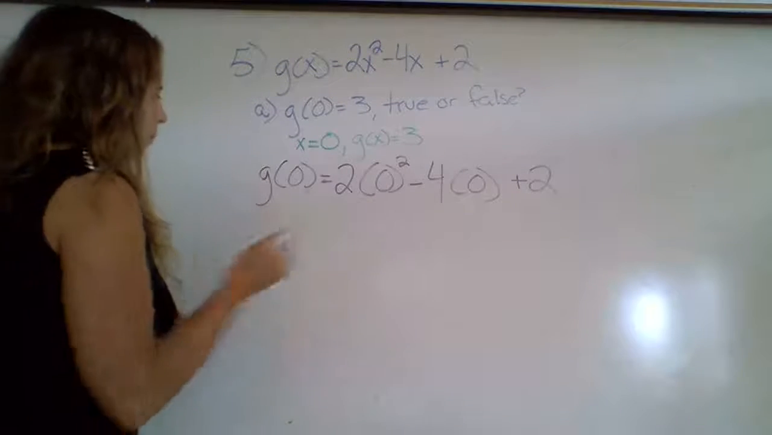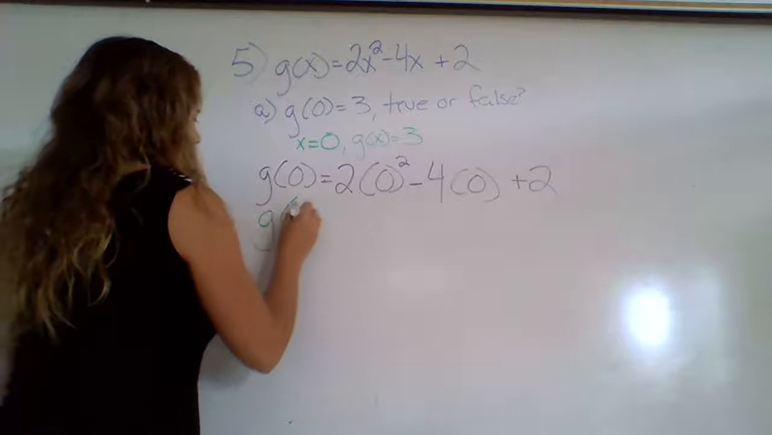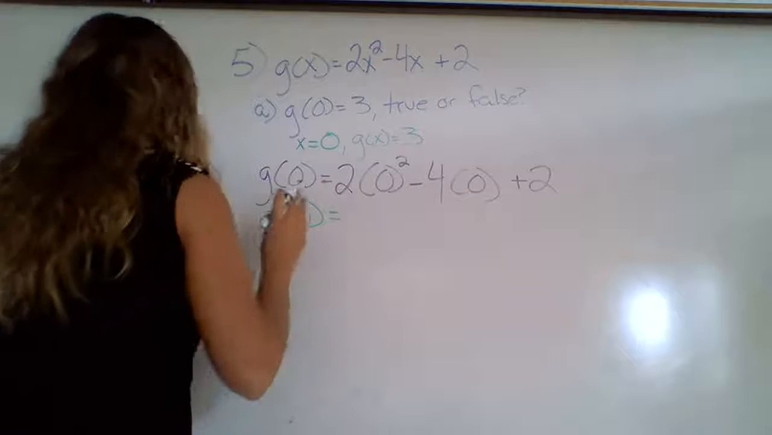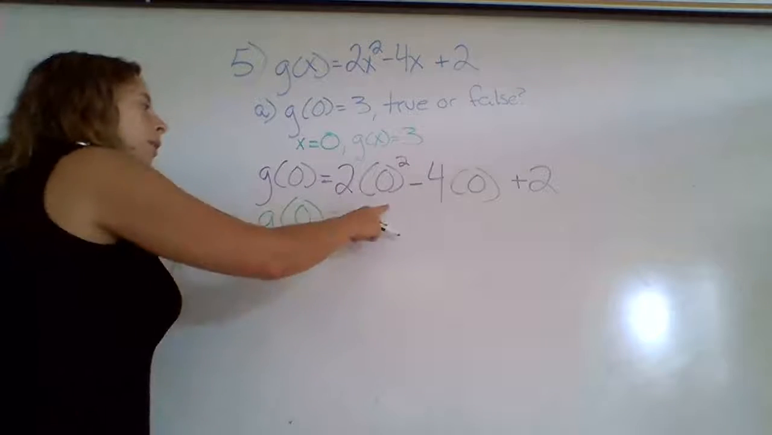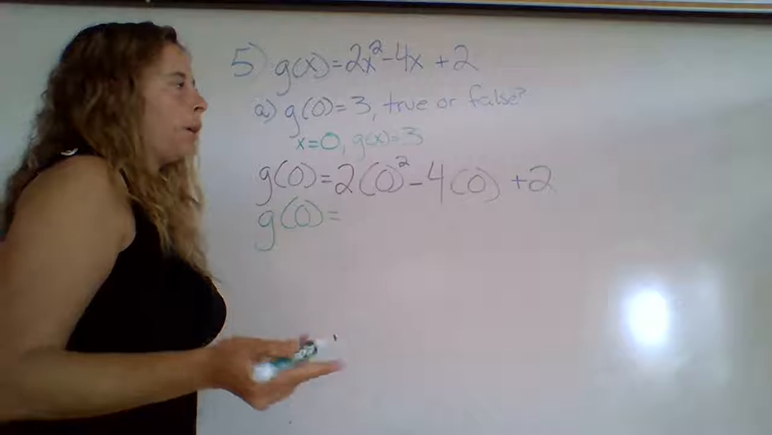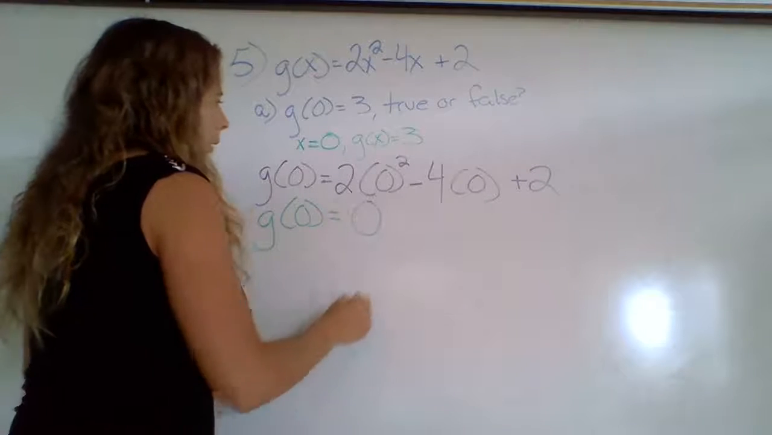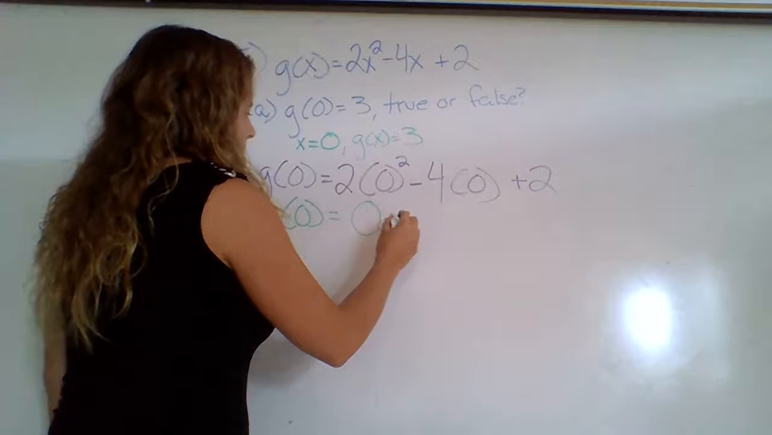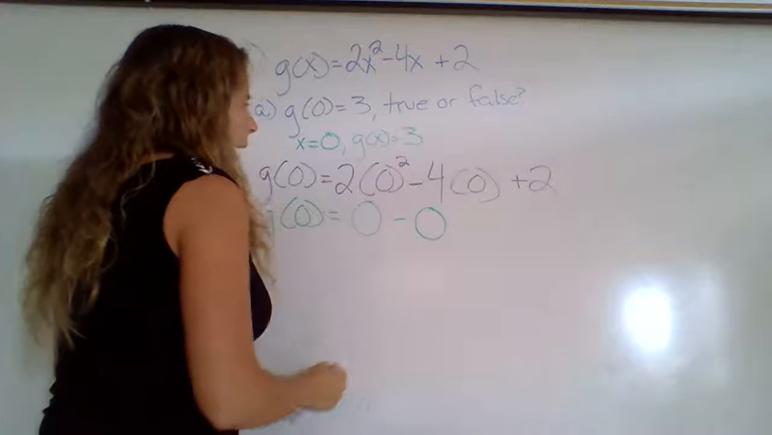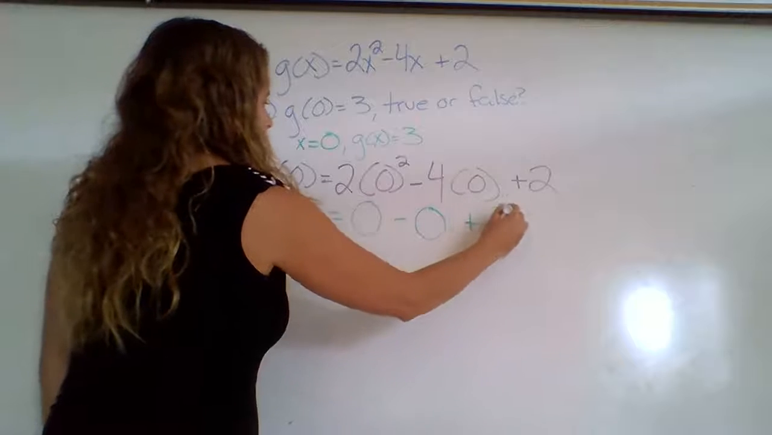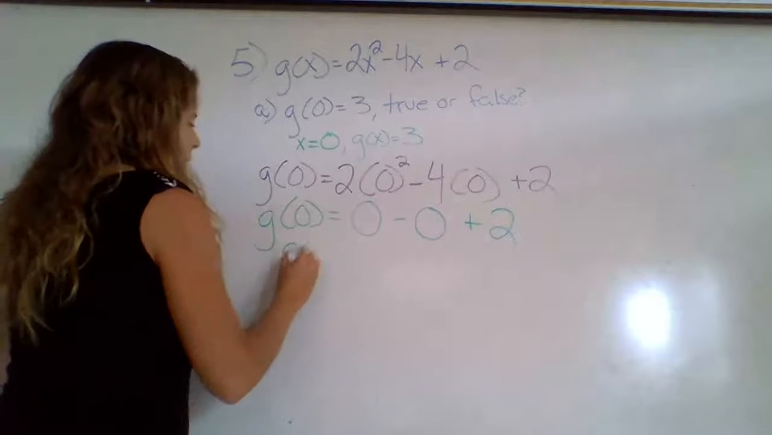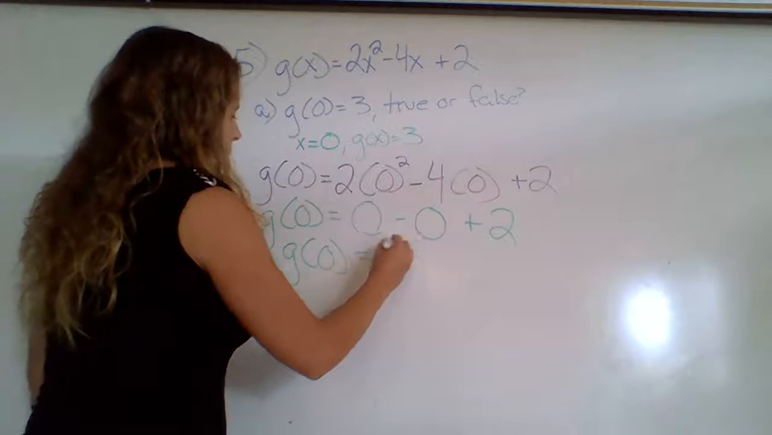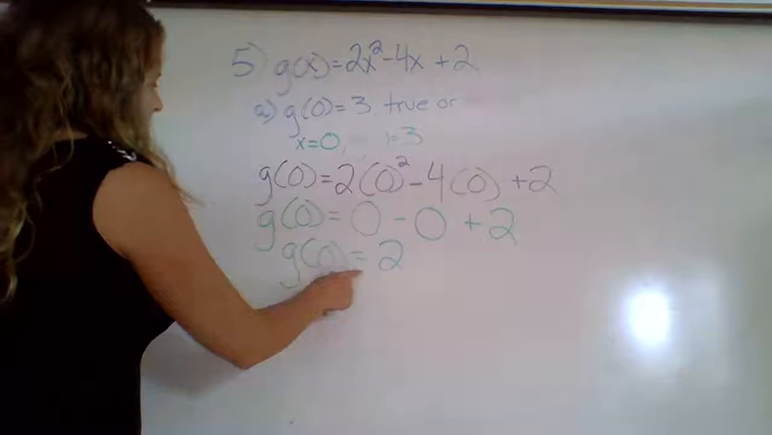Okay. G of 0 equals 0 squared. 0 times 0 is 0. 0 times 2, anything times 0 is 0. Negative 4 times 0 is 0. And then rewrite your plus 2. So then g of 0 equals 0 and 0, so 2. So g of 0 equals 2.